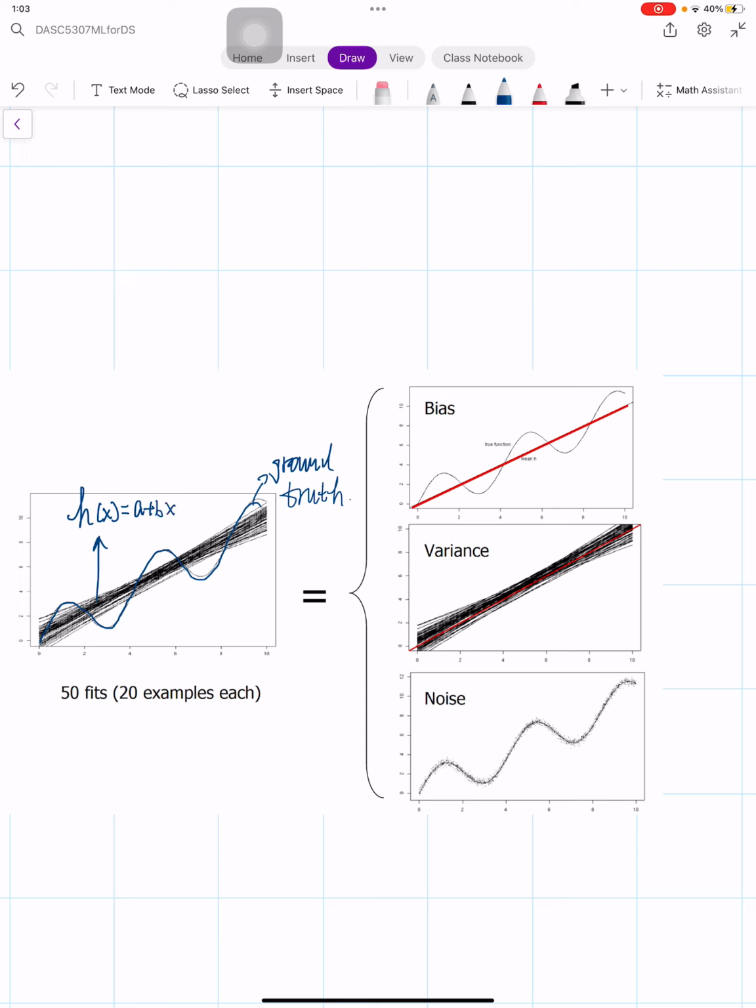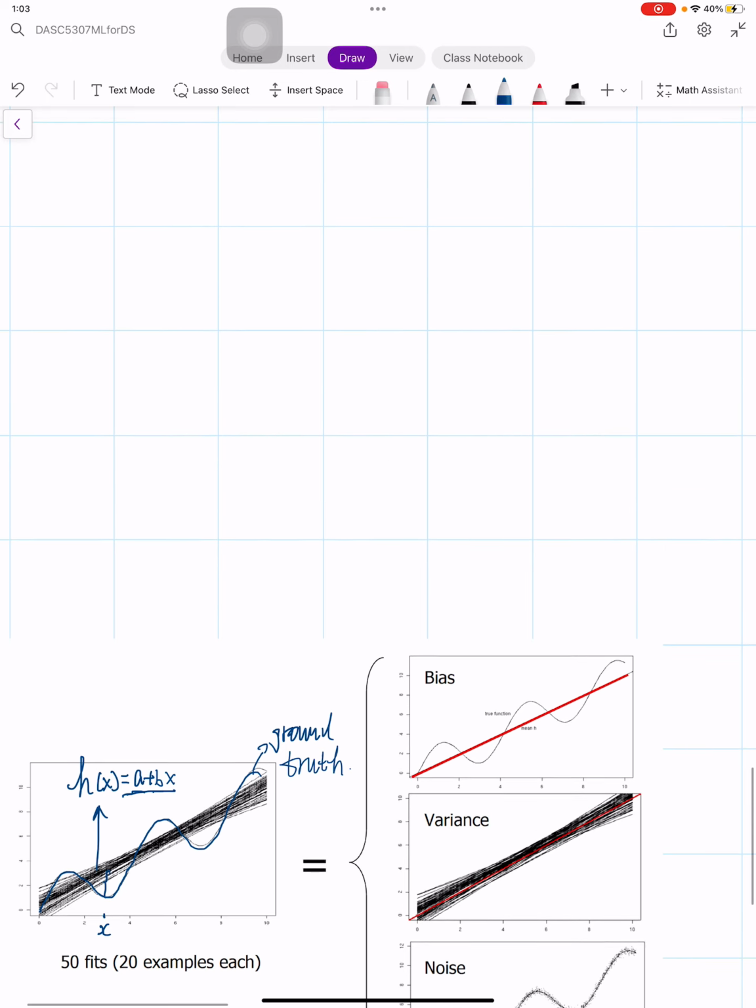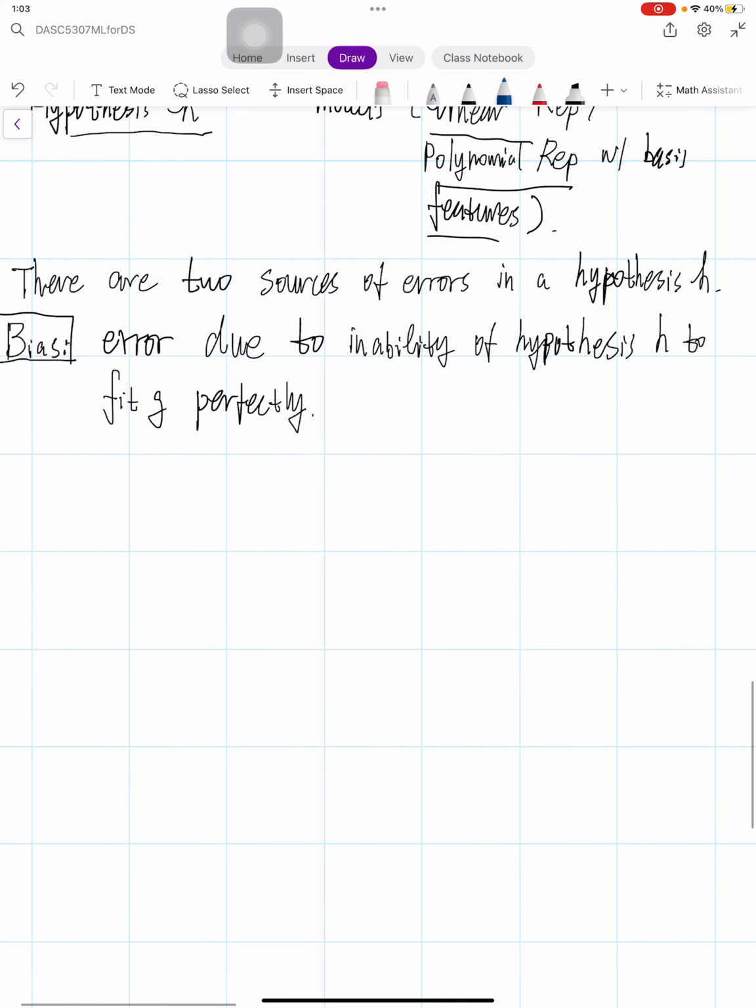So no matter how good your algorithm is, no matter how you find the parameters in this hypothesis model, because you assume it's a linear model, there will be some bias. For example, at any point x, there will be bias. The difference between this model and the ground truth model is called the bias.